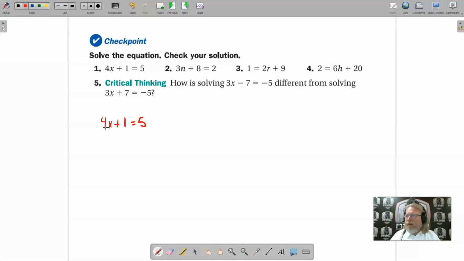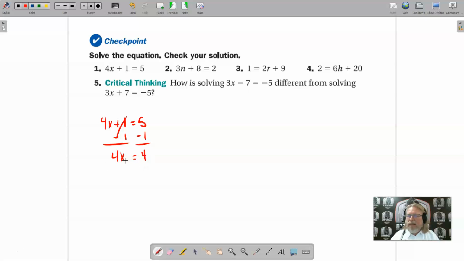Well, the 4x is tied to the 1 through addition. The opposite operation is subtraction. We're going to subtract the very value we wish to get rid of, and what we do to one side, we're going to do to the other. After we do that, these are opposites. The ones are going to cancel each other, leaving us with just 4x, and then we're going to end up with 5 minus 1 is 4.